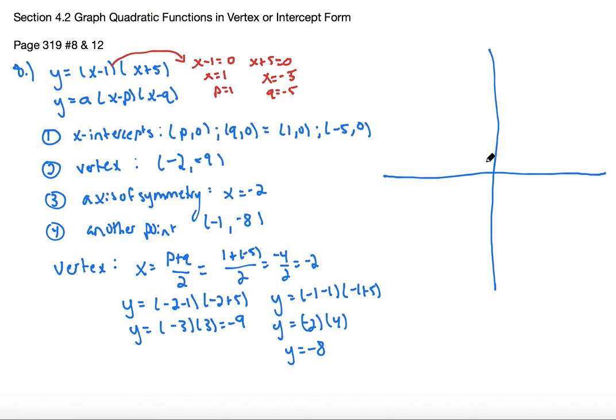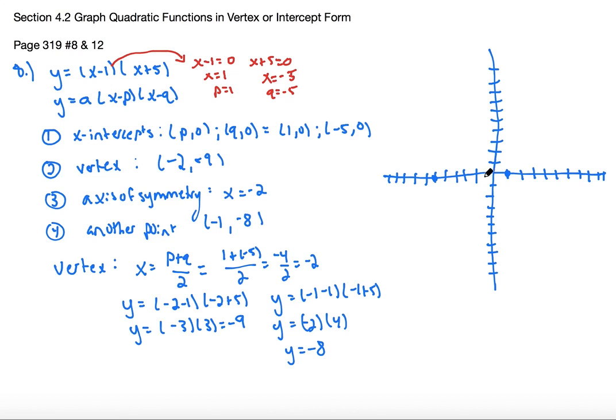All right, so we have 1, 2, 3, 4, 5, 6, 7, 8, 9, 10 on each axis. Okay, so our first point, we're going to graph our x-intercept. So we have 1, 0. And then we have negative 5, 0.